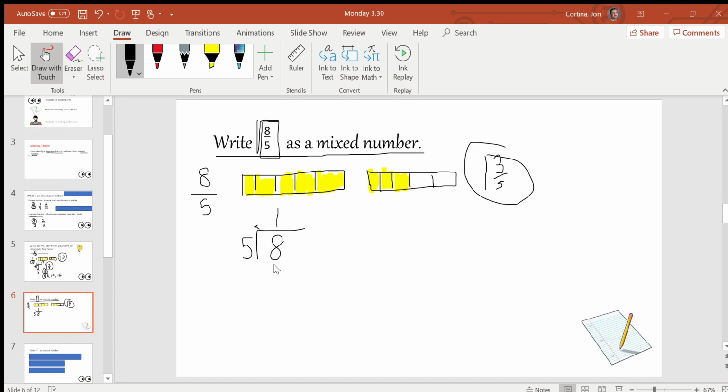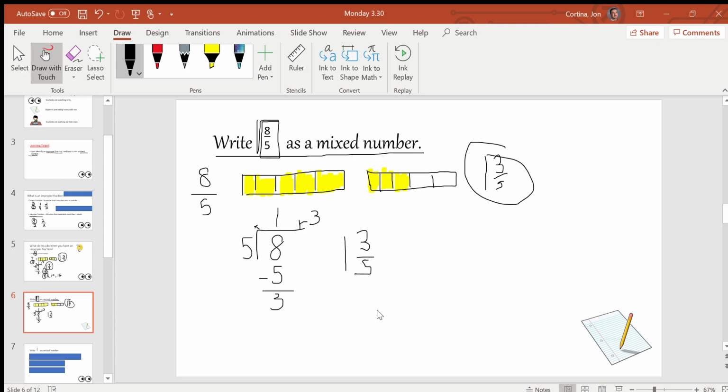1 times 5 is 5. We're going to subtract, and we get 3. So our remainder is 3, because there's nothing left to bring down. So our mixed number is 1 whole, and 3 fifths is what's left over.